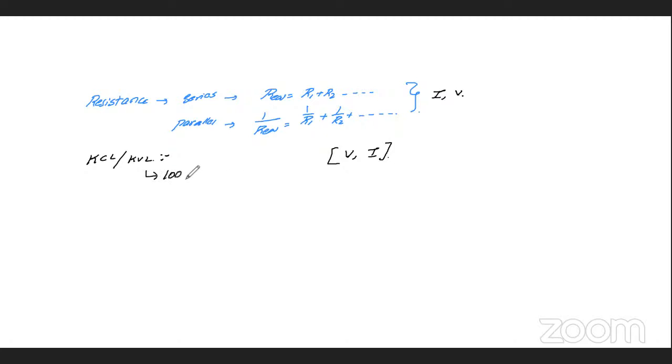KVL is nothing but your loop law. KCL is nothing but your junction law, or we can say node law also. KVL is related to series connection, and KCL is related to parallel connection. Remember, KVL relates to series, and we call it the loop law; KCL relates to parallel connection, and we call it the junction law or node law.